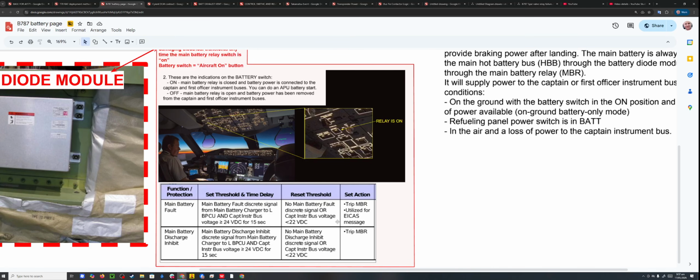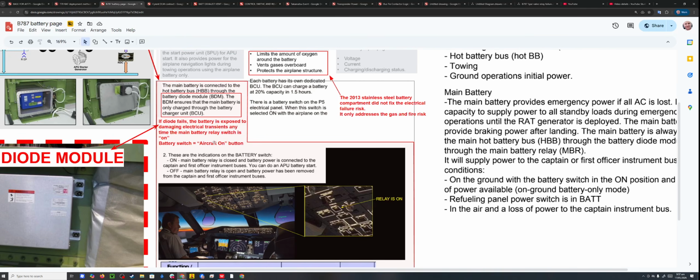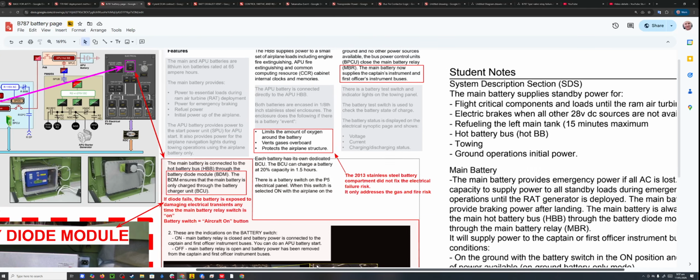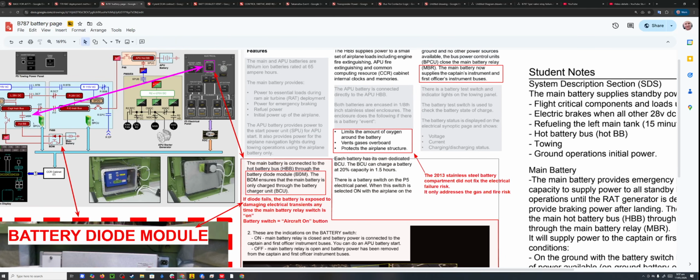I am segregating the information into absorbable little chunks that mums and dads, anyone, with all due respect, can analyze and understand. Now, just going to some published data. The main battery, here we go. The main battery is connected to the hot battery bus through the battery diode module. That's it there.